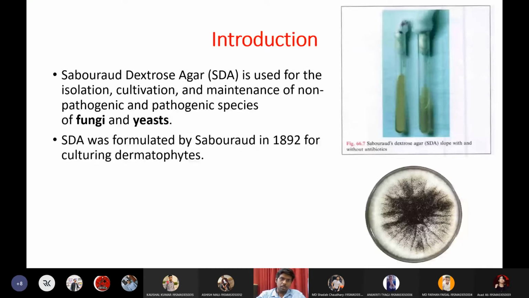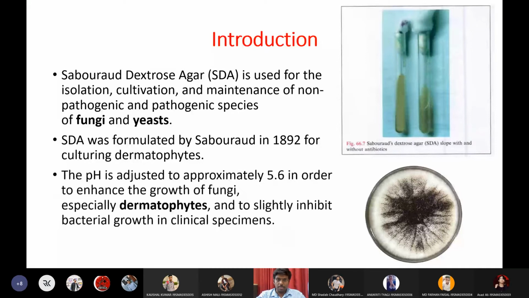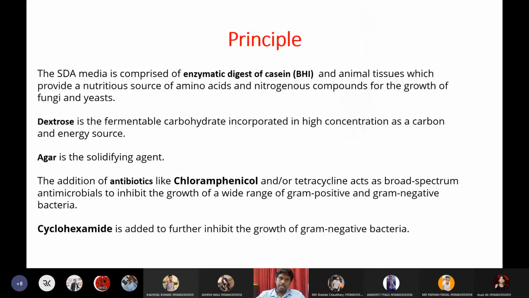Since it was devised by Sabouraud, it is called Sabouraud's dextrose agar, which he devised in 1892 for the growth of dermatophytes. The pH of this medium must be adjusted to 5.6 for fungal growth. The principle is that it contains peptone for a constant supply of amino acids and nitrogenous compounds, dextrose as the energy source for fungi, and agar as the solidifying agent. It contains antibiotics like chloramphenicol for inhibition of gram-positive and gram-negative bacteria, and cycloheximide for inhibition of contaminating fungi and gram-negative bacteria.